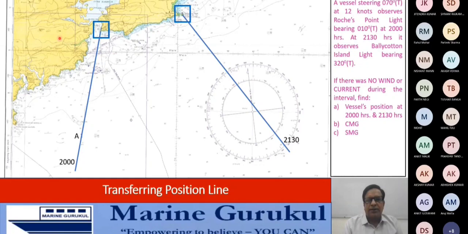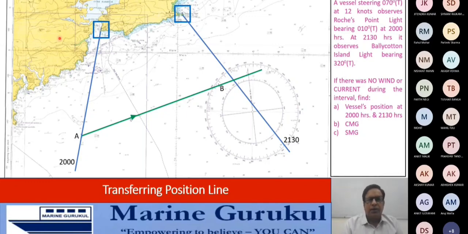Now the vessel is experiencing displacement only because of her own propulsion, as the problem statement says no wind and no current. So through A, we draw CTS. This CTS is represented by a single arrow, you can see. The magnitude of this vector shall be the engine distance for 1.5 hours, interval between 2000 hours and 2130. So at 12 knots, the distance becomes 18 miles. So from A, we mark off 18 miles and we get point B on the CTS line.